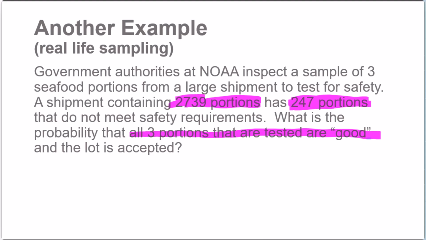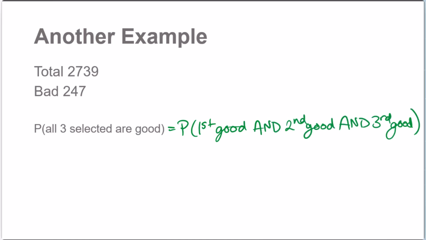I'm just going to write down the relevant information here so we can have a little bit more space to work. So there were a total of 2,739 portions of seafood, and 247 of those were bad. They failed the safety criteria in some way. And the probability that I'm trying to find is that all 3 selected are good. The probability that all 3 selected are good really means this is the probability that the first is good, and the second is good, and the third is good. So all 3 good really is an and probability. We're looking at 3 different events all happening.